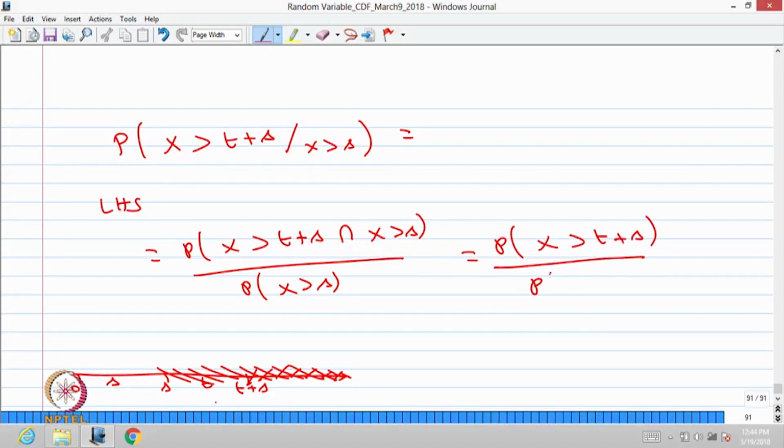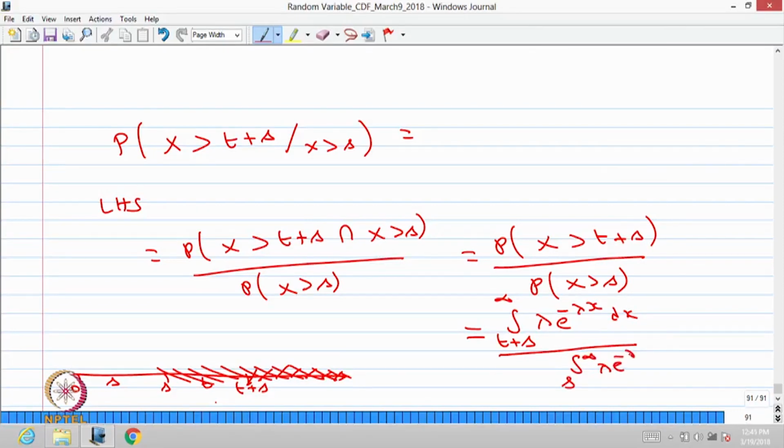In the denominator it is the probability of x greater than s. Since x follows exponential distribution, the probability of x greater than t plus s is the integration from t plus s to infinity of lambda times e power minus lambda x dx, and in the denominator, x greater than s means integration from s to infinity of lambda times e power minus lambda x dx.